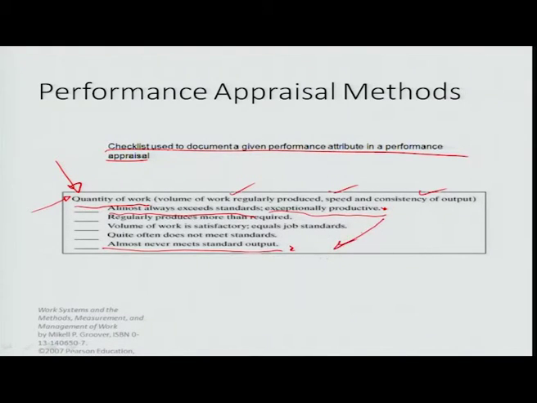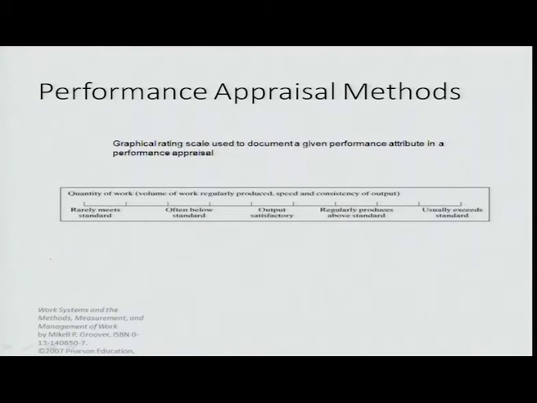And so, between these there are a variety of different grades in which one can rate the performance attribute of a person, including regularly produces more than required. There is one grade which says volume of work is satisfactory, equals job standards, quite often does not meet standards, that is another grade, and then finally the lowest grade of almost never meets the standards. So, the idea is that such a performance attribute could be graded by rating any one of these attributes based on the intuitive judgment that an authority or a supervisor would have to rate its employees.